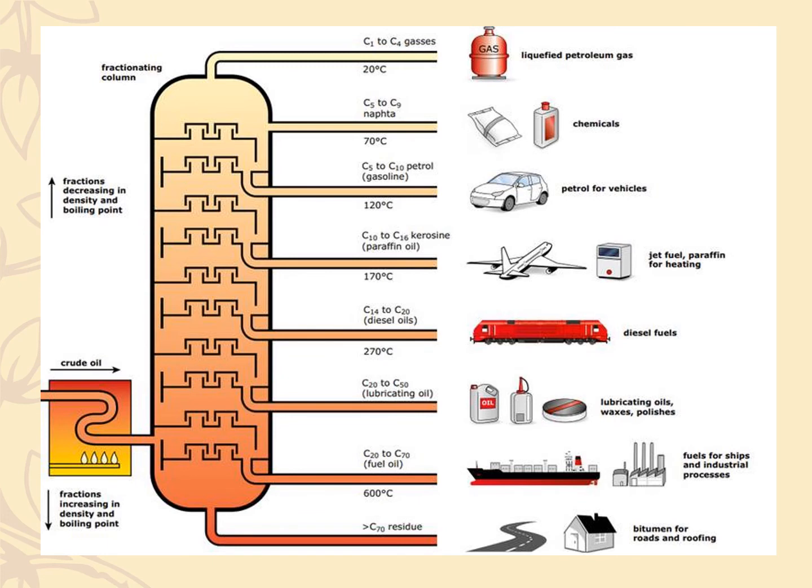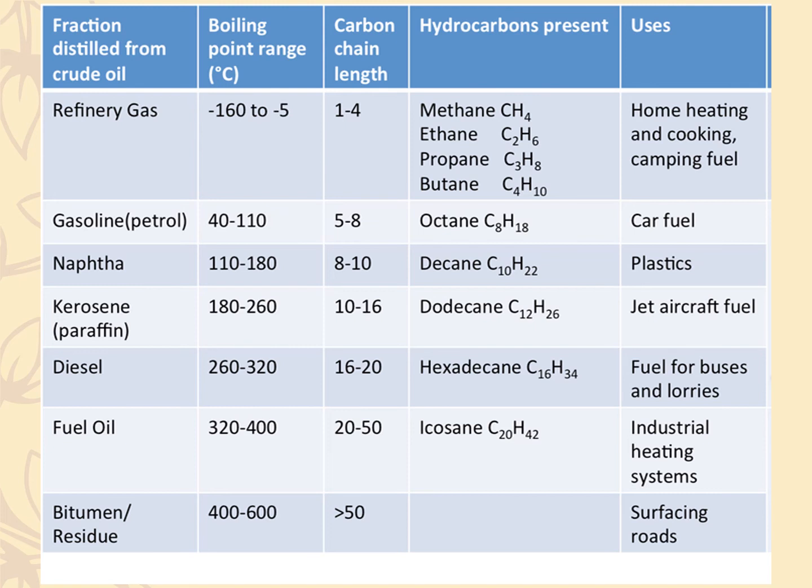Now this is the pictorial representation of the fractionating column, and we can see how the various fractions are obtained, and it is also represented as a figure showing the uses of the various fractions. Now we'll see this in terms of a tabular column. Here we have tabulated the various fractions according to the boiling range, the carbon chain length and their uses.